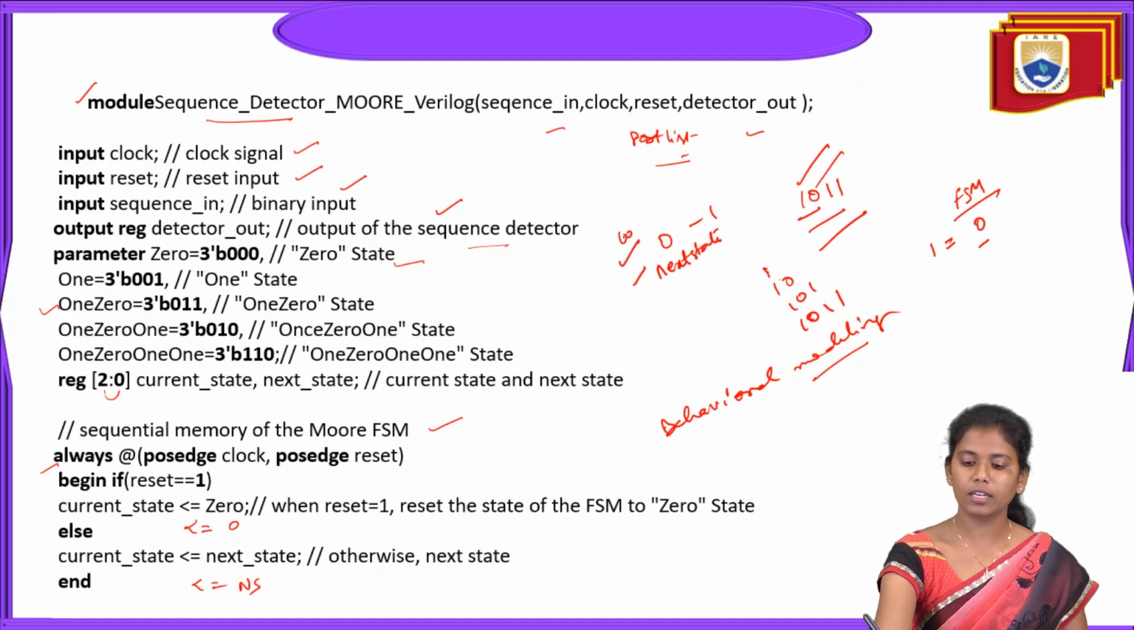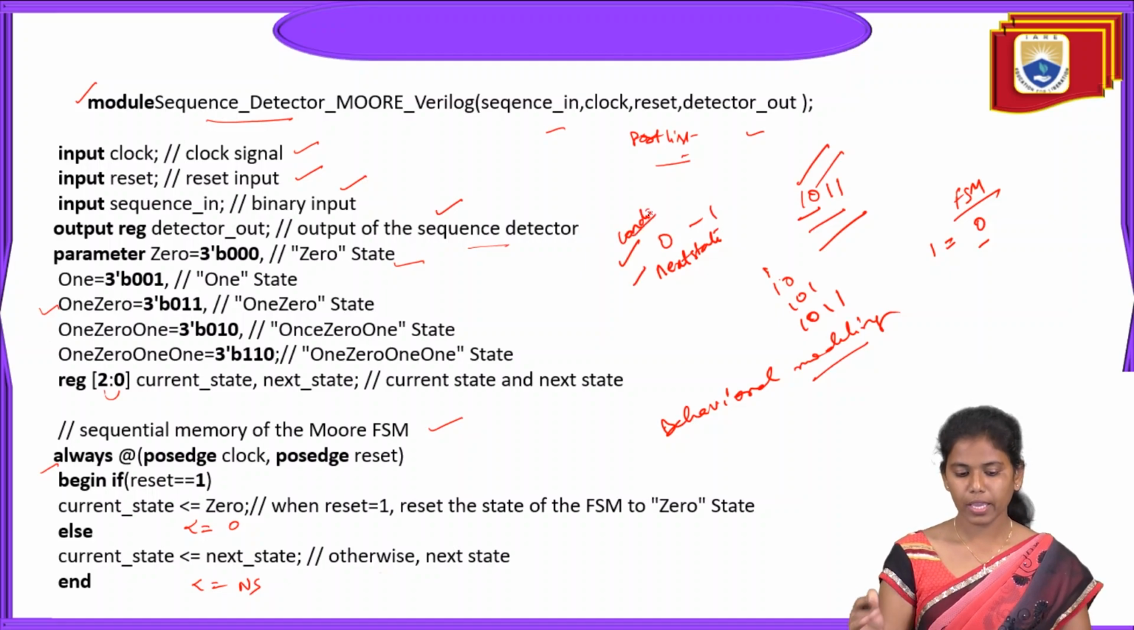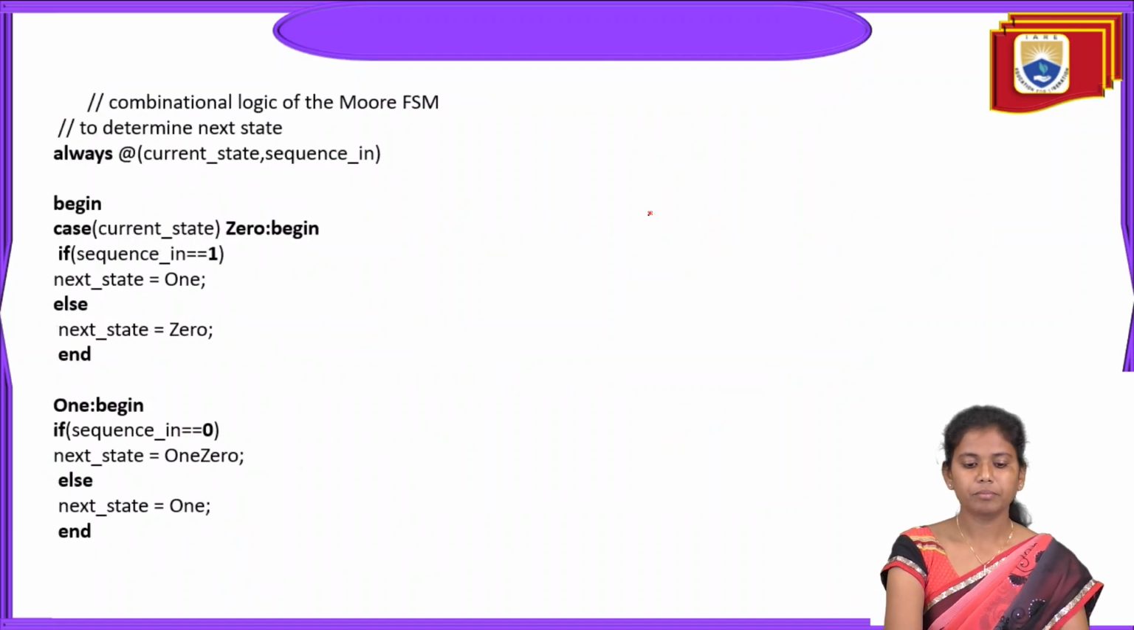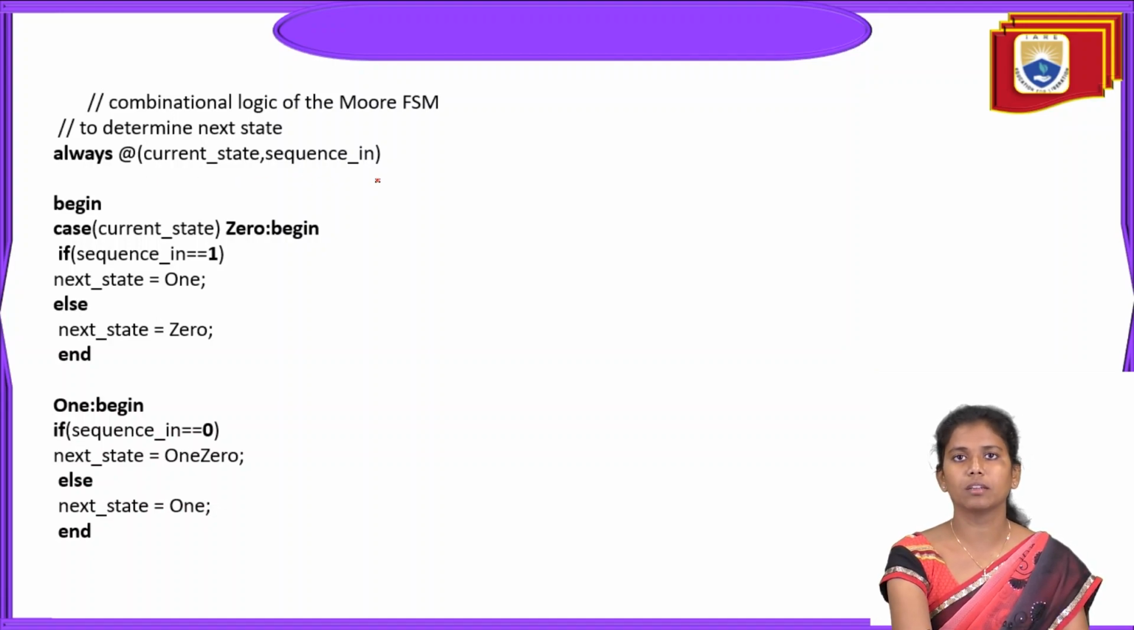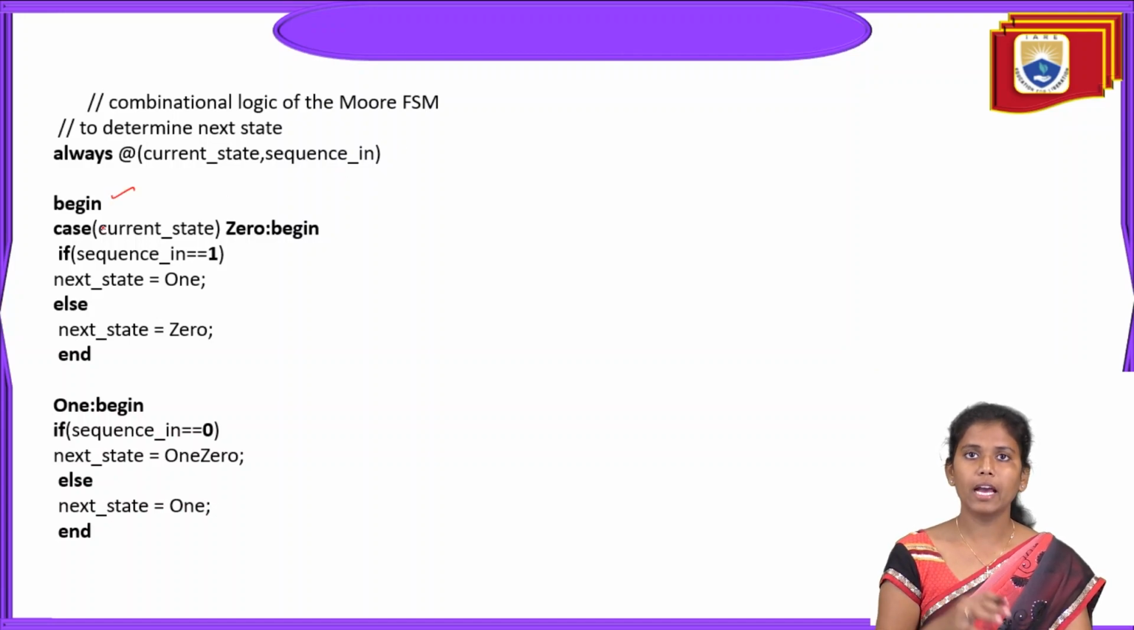So these two are the conditions to be followed. And then finally, the combinational logic of the Moore FSM to determine the next state. Now, in order to determine the next state, we use always @ current state sequencing. Then begin, and now the case statements, the conditional statements along with the case statements follow.